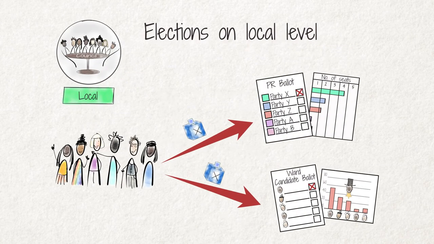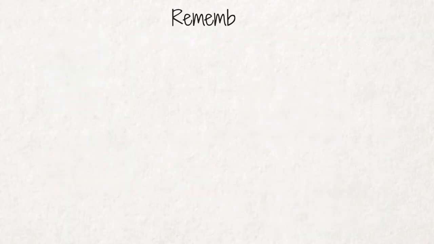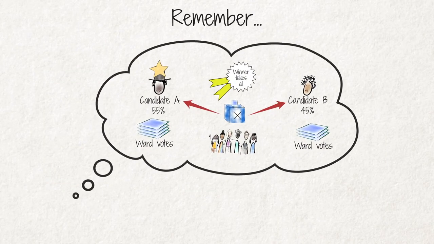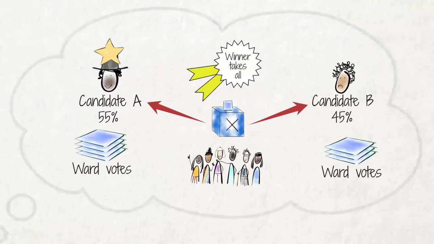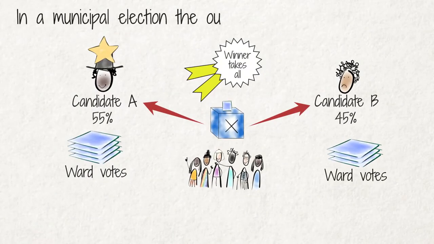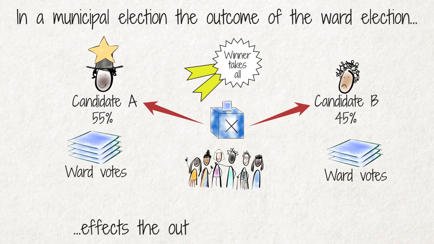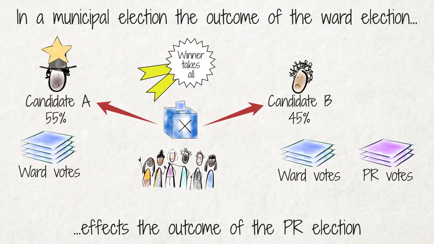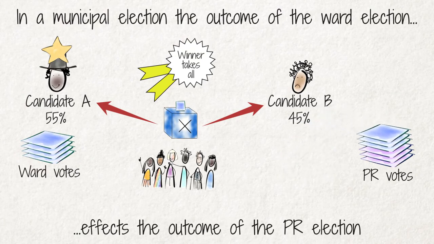When calculating the results in a municipal election, the PR and ward elections come together. Remember, normally in a straightforward constituency election, the winner takes all and the votes for a candidate who doesn't win the constituency go to waste. This distorts the outcome. It works differently in municipal elections because here, the outcome of the ward election affects the outcome of the PR election. All the votes for party-aligned ward candidates who didn't win their wards are also counted to calculate those parties' PR seats. Let's look at the following example.